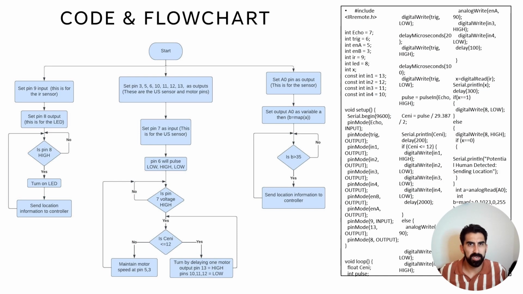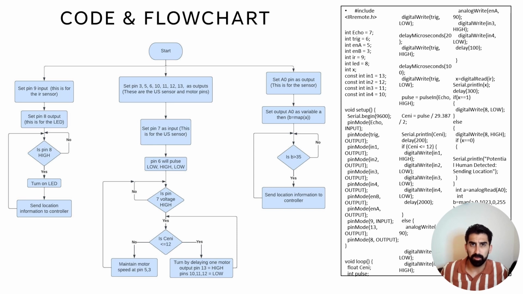Starting on the left-hand side of the flow chart, let's take a look at the IR sensor circuit. We can see that on pin 8, once the output signal is set to high, that is going to trigger an action of turning on the LED light, as well as automatically sending a location signal back to the controller.